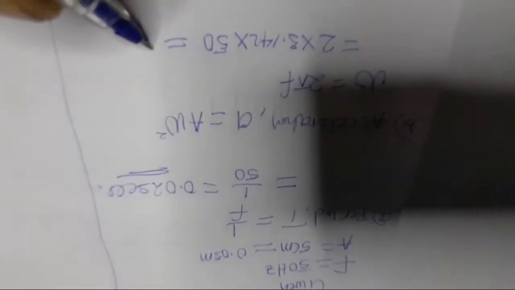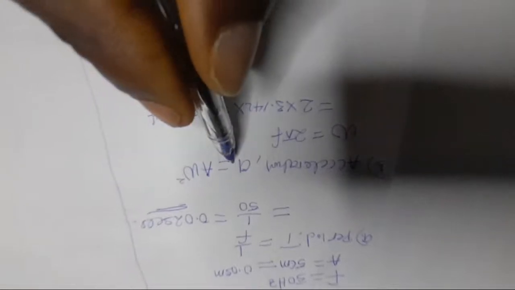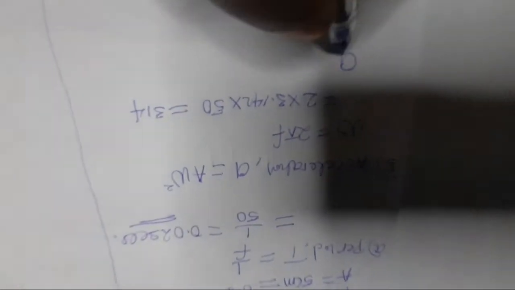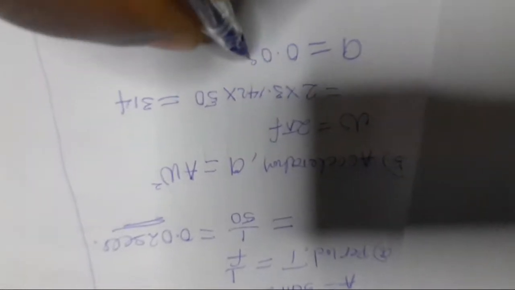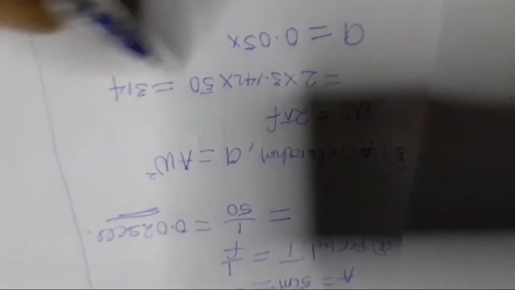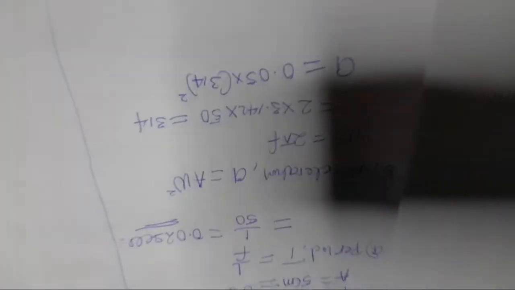Now, when we multiply everything out, it should give you 314. That's what I'm using the calculator down here to do. 314 is your answer for ω. Now you go back to this A, where we are asked to find the acceleration. So our a will be equal to 0.05 times 314 all squared. If you solve this, you are going to have 4929.80 meters per second squared.